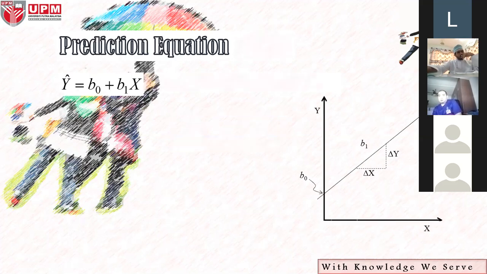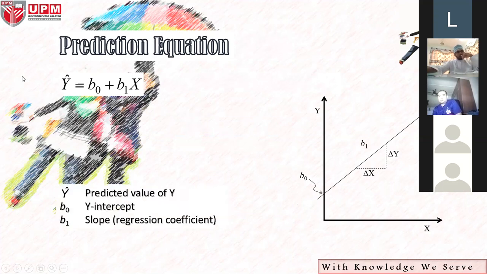B0 is the y intercept, the value where the line touches your y axis. So we call it B0 or constant. And then B1 refers to the slope.